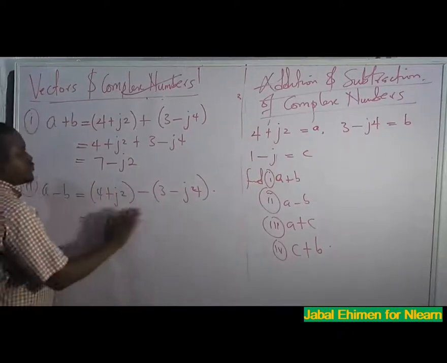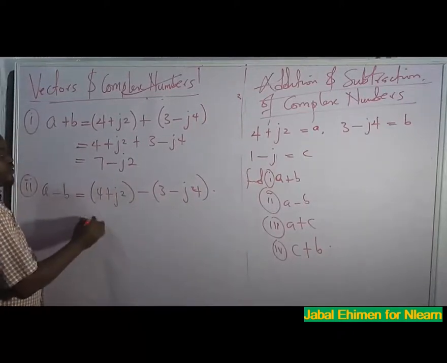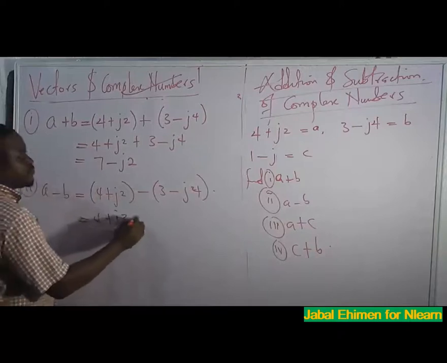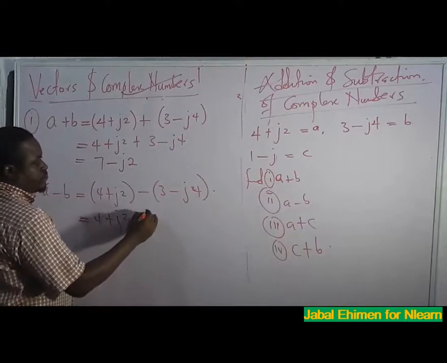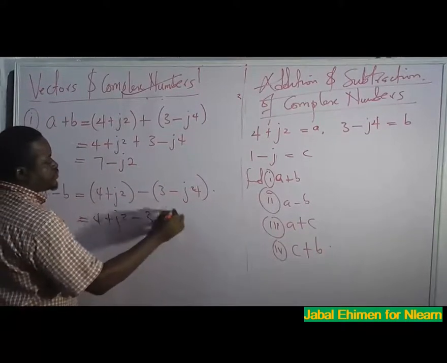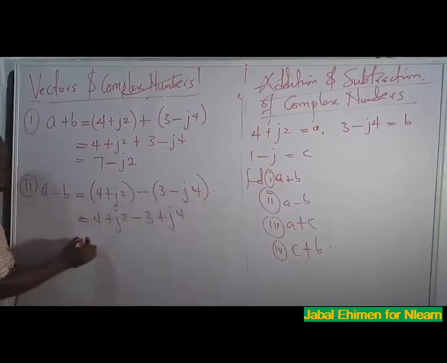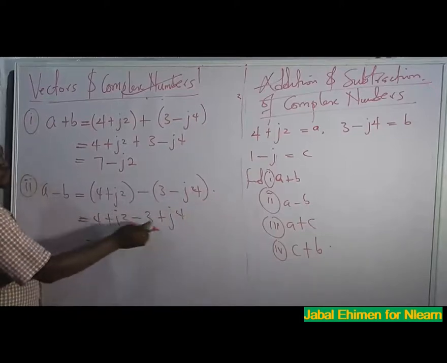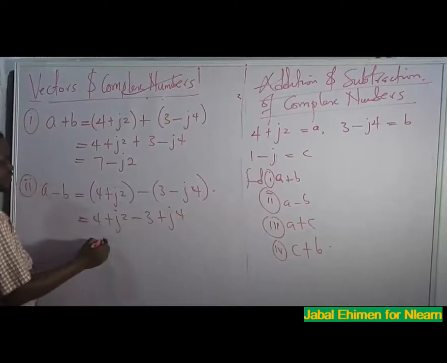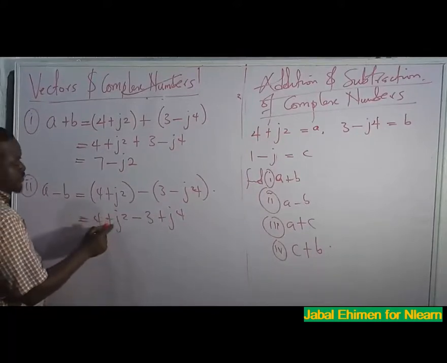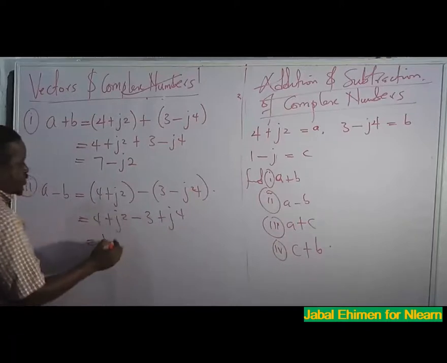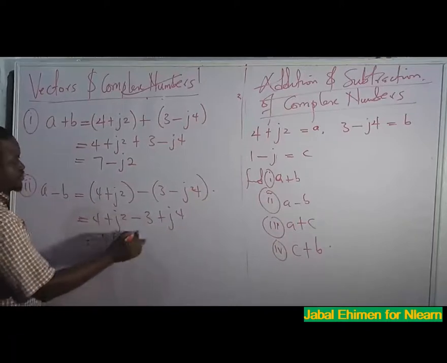Okay, let's open this bracket first. 4 plus J2, to make it simple, minus times this will be minus 3 plus J4. Use minus to open the bracket. So what do we have? 4 minus 3, that will be 1. Plus J2 plus J4, that will be plus J6.